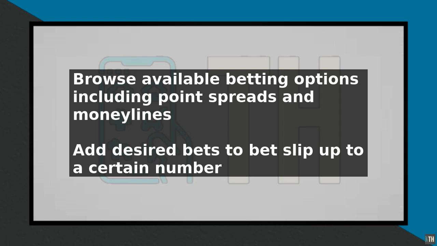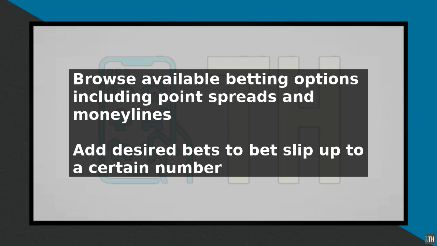You can add up to a certain number of bets to your parlay, depending on the sportsbook's rules. For example, you might choose to bet on the New England Patriots to win, the Los Angeles Lakers to cover the spread, and the total points scored in a certain game to go over a certain number.